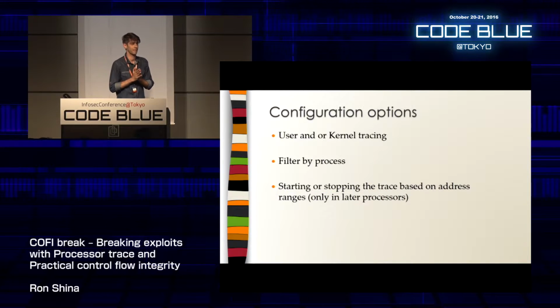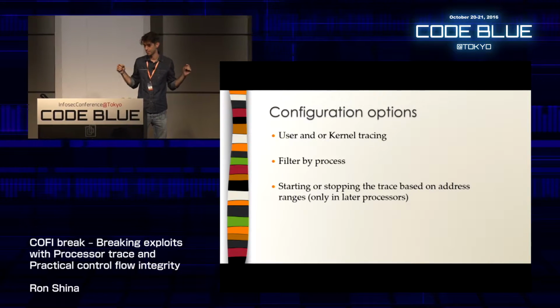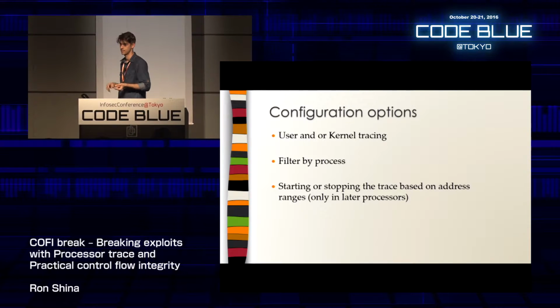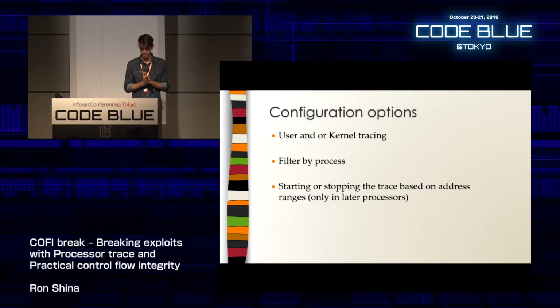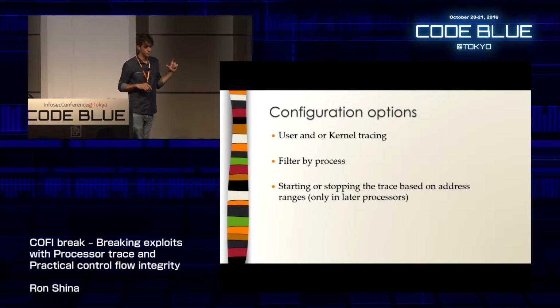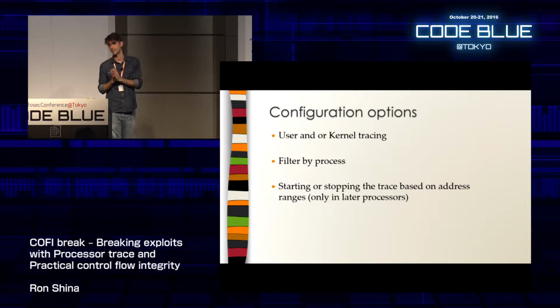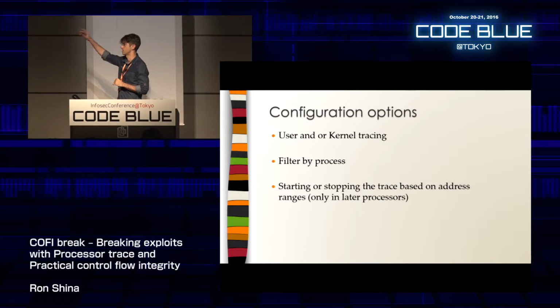Even if you are tracing, you probably wouldn't want to trace everything at any given point. So you can configure to trace user land, kernel land, or both. You can filter by processor. And you can filter by address range, either starting or stopping tracing in a certain address range. Let's say only a certain module interests you, so you could just trace that.